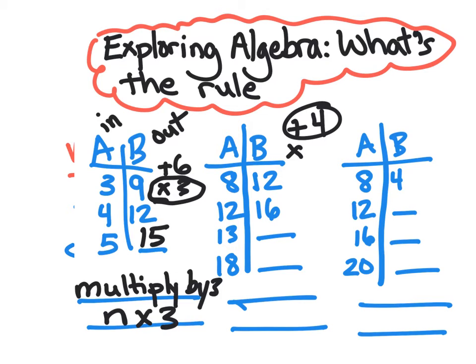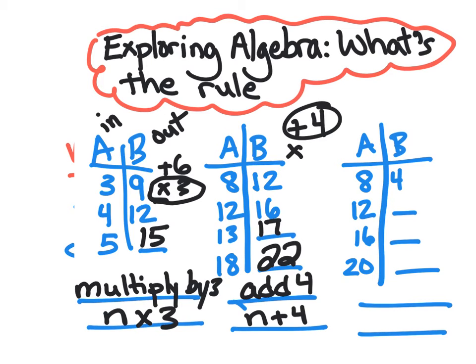So let's complete it and make sure we are correct. 8 plus 4 is 12. 12 plus 4 was 16. So if I put in 13 and I add 4, I would get out 17. And if I put in 18 and I add 4, I would get out 22. So our rule for this particular table in words is add 4. To write it with a variable, it would be n plus 4.